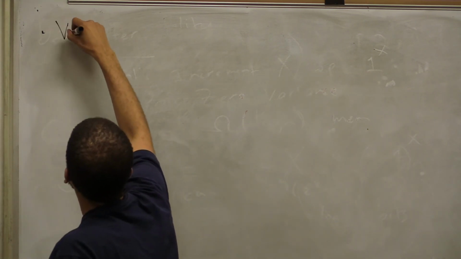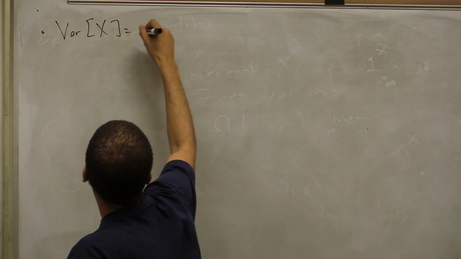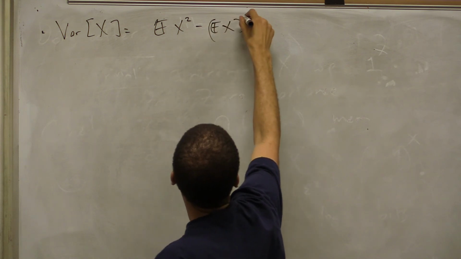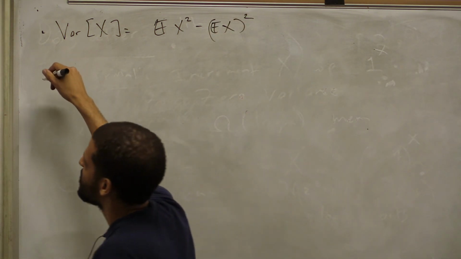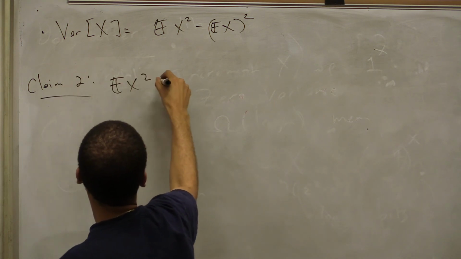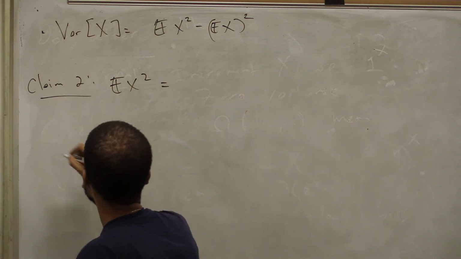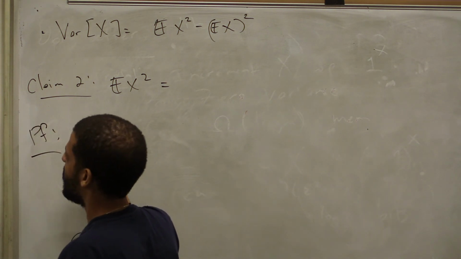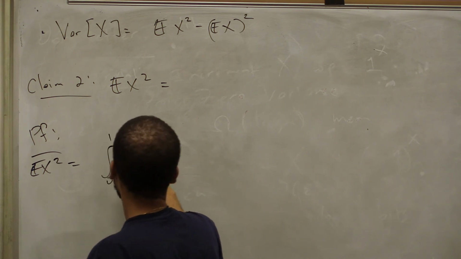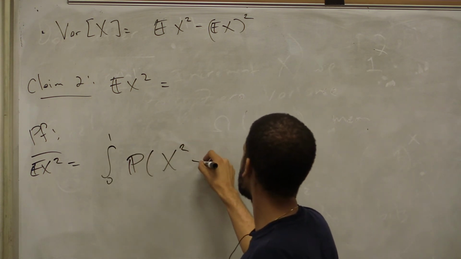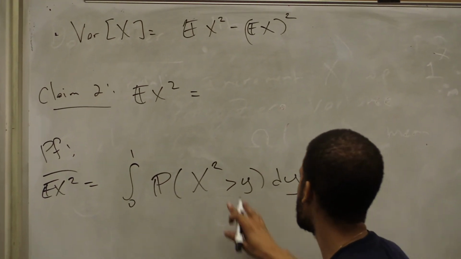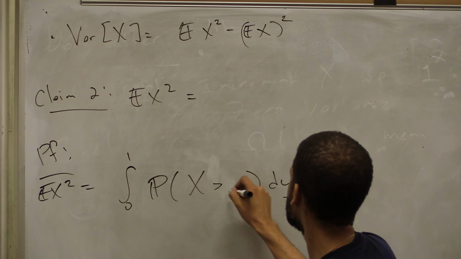So again, the variance of x is equal to the expectation of x squared minus the expectation of x, squared. So let's try to understand that. So claim 2 is that the expectation of x squared is, let's figure out what it is. Proof: the expectation of x squared, again, we could say that's equal to the integral from 0 to 1 of the probability that x squared is bigger than y dy, which is the same thing as the probability that x is bigger than the square root of y.